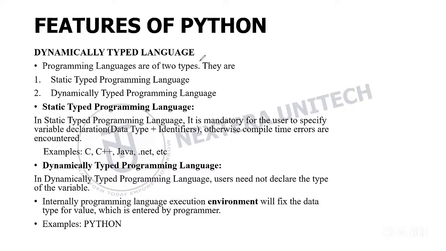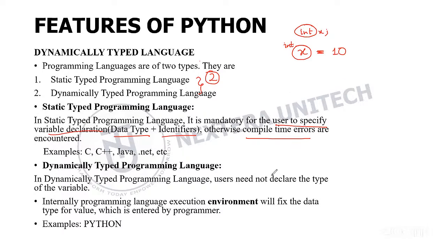So Python is a dynamically typed language. When it comes to programming languages, there are two types: statically typed and dynamically typed. In statically typed programming languages, the users need to specify the variable declaration, like the data type or identifiers. Otherwise, there will be compile time errors. So let's say you're giving x equals 10. You need to declare that x is an integer variable before assigning it some value. Like in C, we'll have int x. So that will be declared. So C is a statically typed programming language because we need to declare the variable data type before using it.